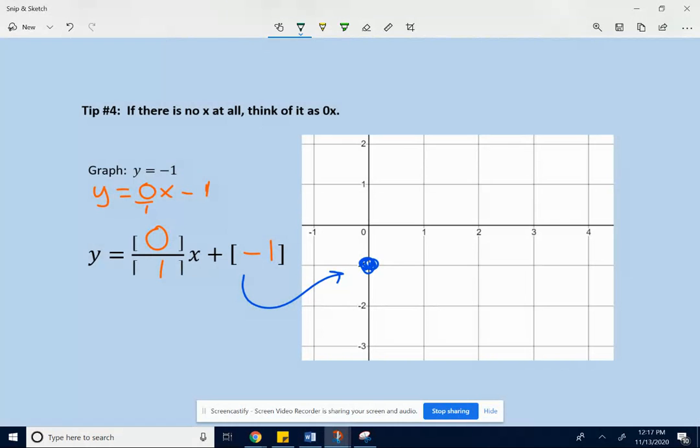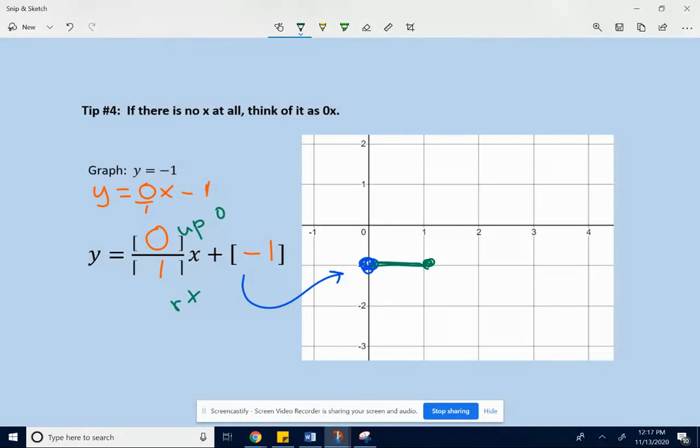Okay, this is a little different than what you're used to, but the rise is 0. So I guess you could think of it as up or down, but the rise is 0, so that means you don't go up at all. Or you could think of it as going up 0 and then right 1. Okay, so if I'm at -1, I'm not going to go up at all. I'm just going to go over 1.